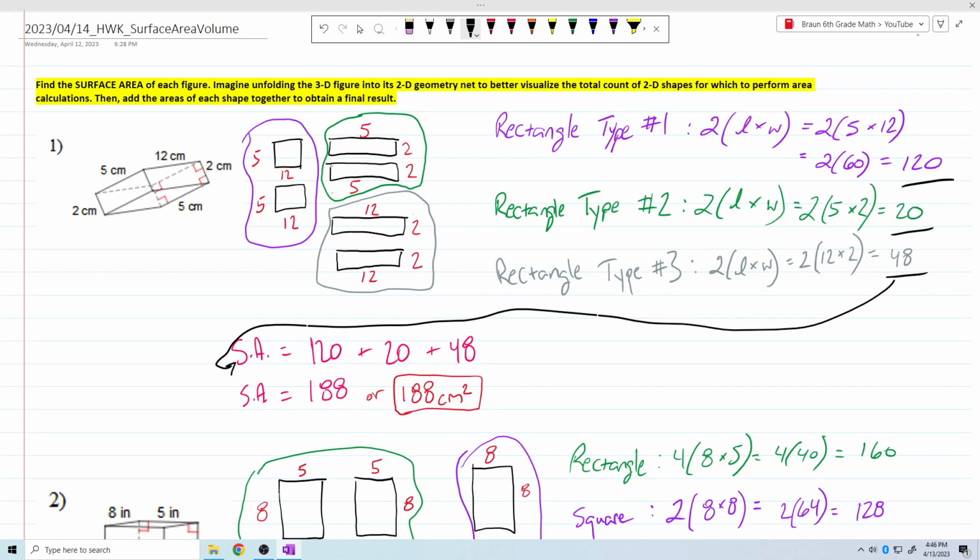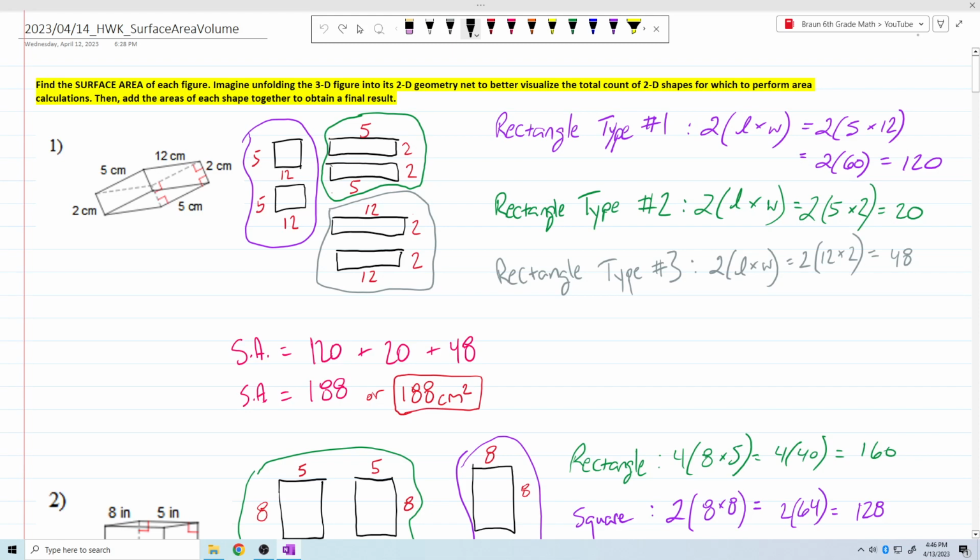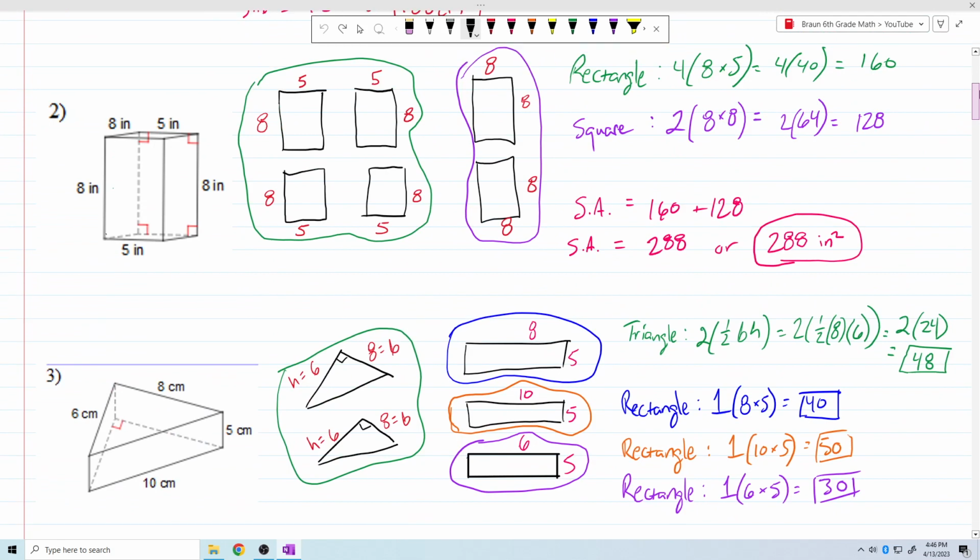Now, at the end, all we do is add them all together to get the surface area. So 120 plus 20 plus 48, add it all up, you get the answer. Not too bad. I think the key, once again, is dissecting what the diagram is telling you and then organizing your work in a way that you don't get lost and you don't forget things. If you lay it out in a nice organized fashion, then you won't forget stuff. Number 2 and 3, here we go.